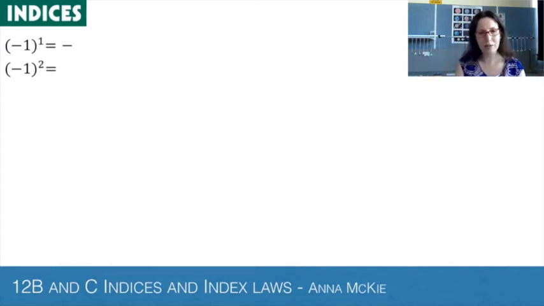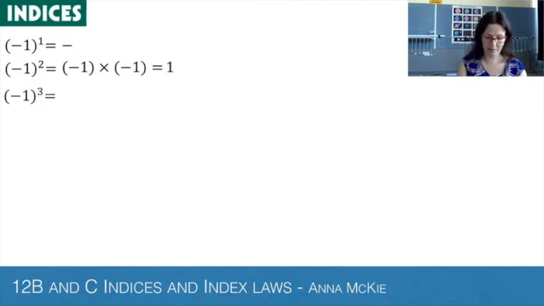What about -1 to the power of 2? So squared. So that's the equivalent of -1 times by -1, so 2 lots of that. What do we get? We get +1. So noticing that those negatives cancel out.